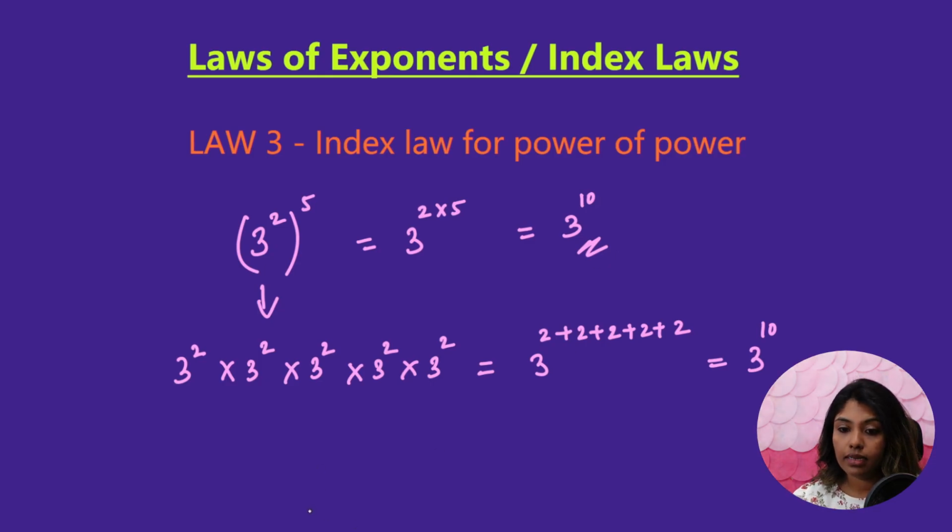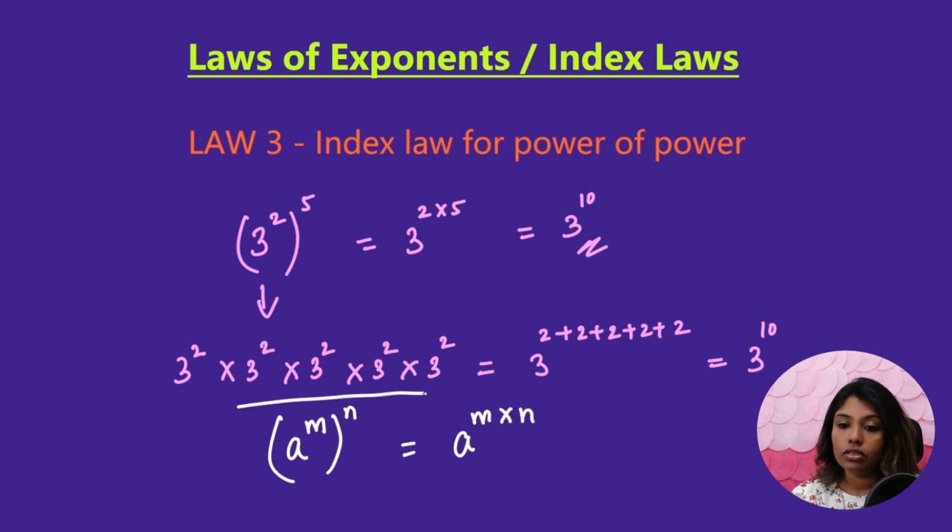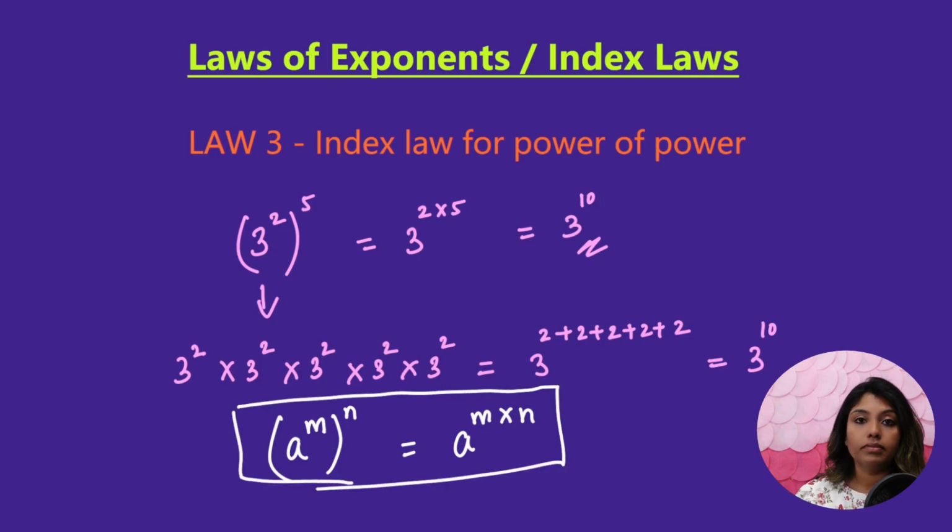Now, we'll make a generalized rule for it. So the generalized rule would be, I'll write it here, a to the power m whole raised to n can be written as a to the power of m times n. That's your generalized rule for the power of power index law.